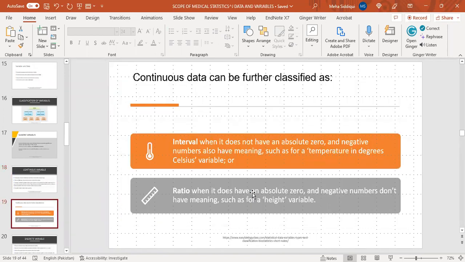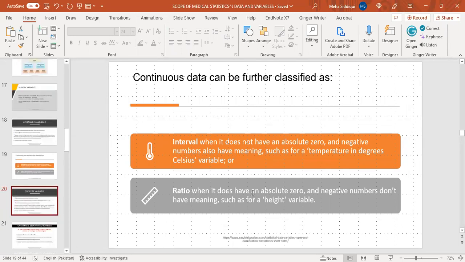Continuous data or variables can be further classified as interval, when it does not have an absolute zero and negative numbers also have meaning, such as temperature in degrees Celsius, or ratio, when it does have an absolute zero and negative numbers don't have meaning, such as for the height variable.